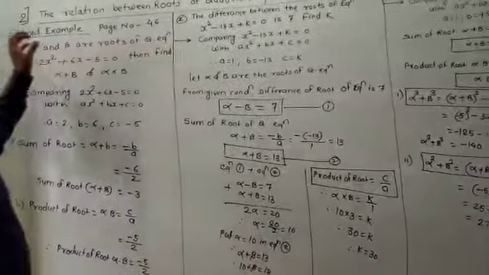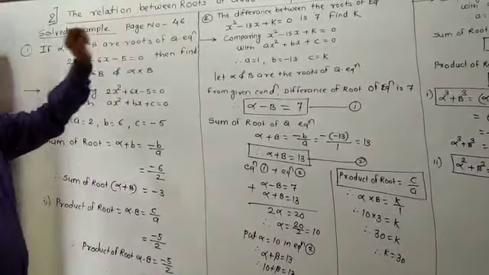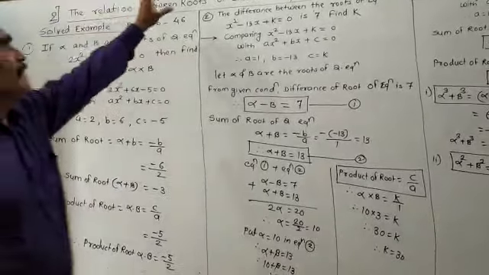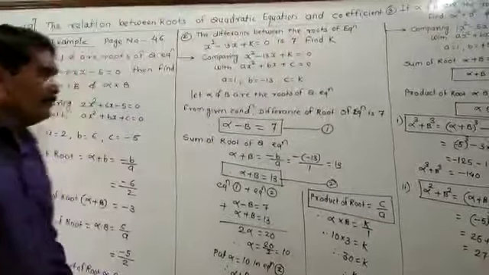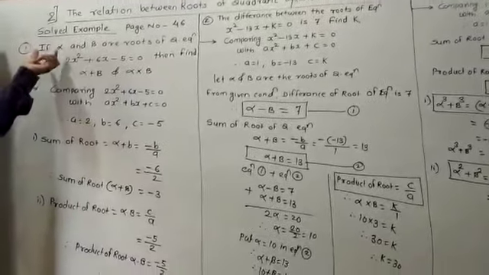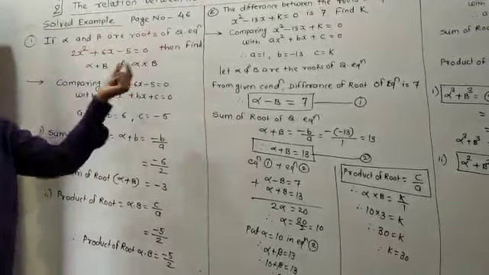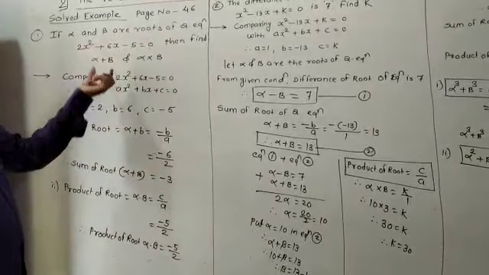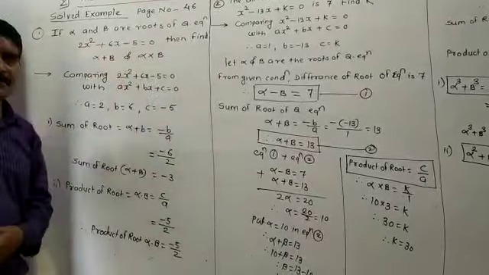You have to start with the solved example, page number 46, related to the topic the relation between the roots of the quadratic equation and the coefficient. First example is, if alpha and beta are the roots of the quadratic equation 2x² + 6x − 5 = 0, then find the sum of the roots and the product of the roots.